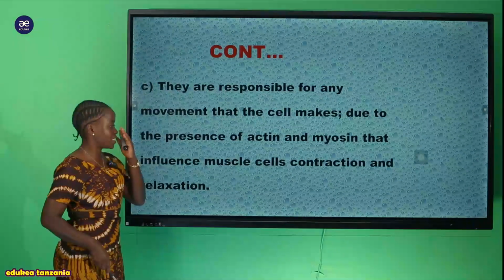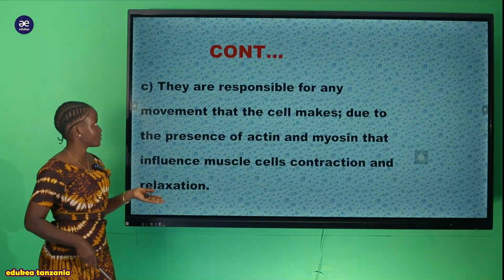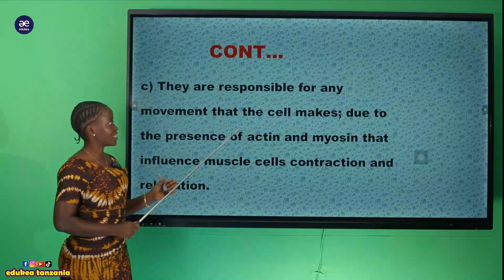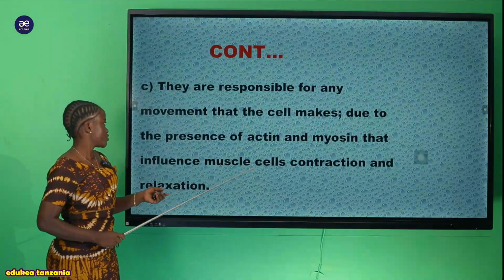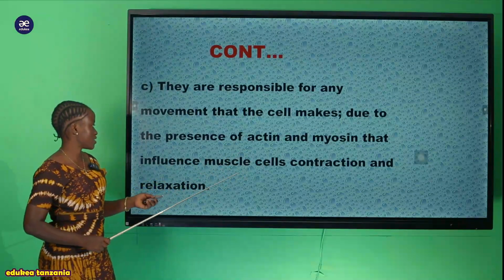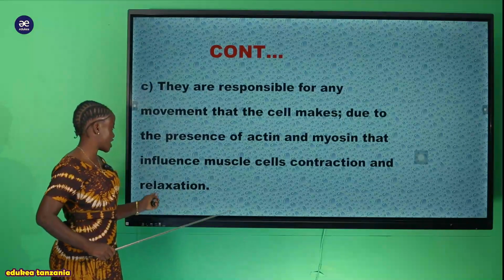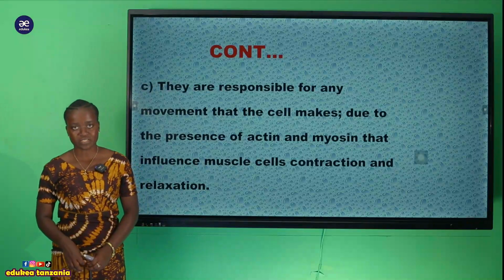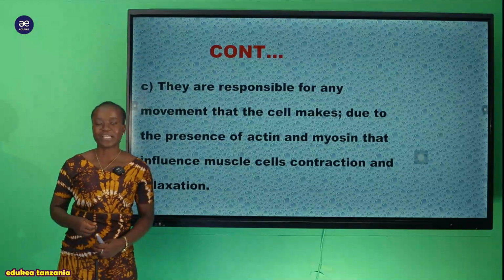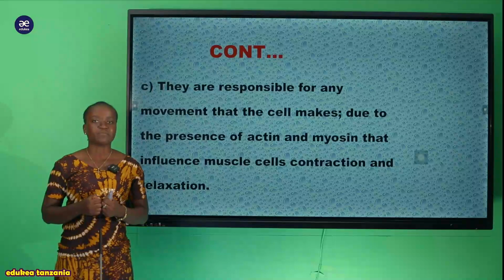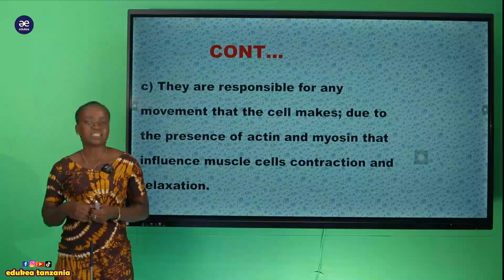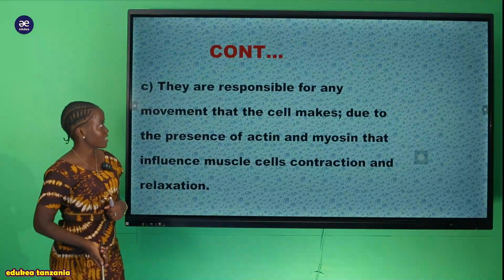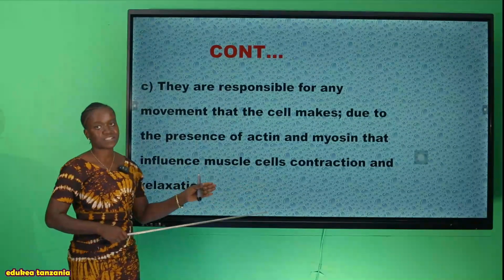And another function of this microfilament, we can say that they are responsible for any movement that the cell makes, due to the presence of the actin and the myosin that influence the muscle cells contraction and relaxation. Remember, while we are talking about the cell, we have a lot of cells. We have red blood cells, we have white blood cells, we have animal cells, we have root cells, a lot of cells that are found within the living organism. So here simply you can see they are responsible for any movement that a cell makes.